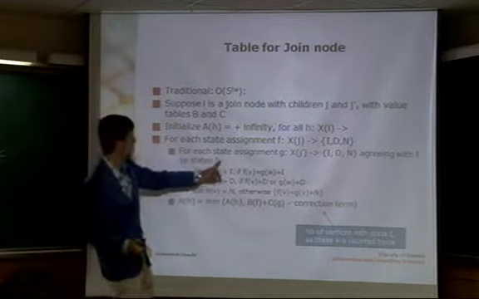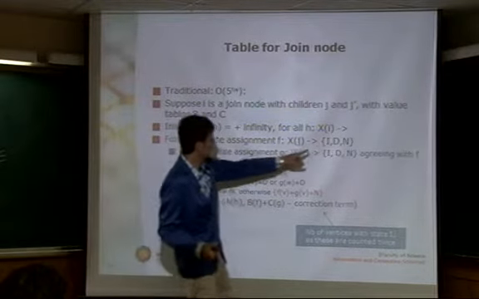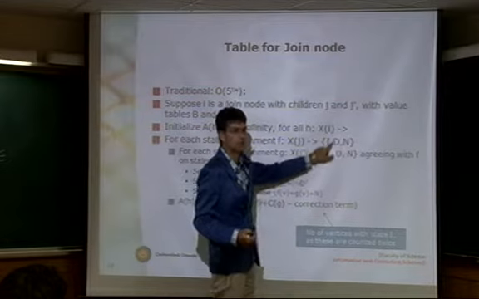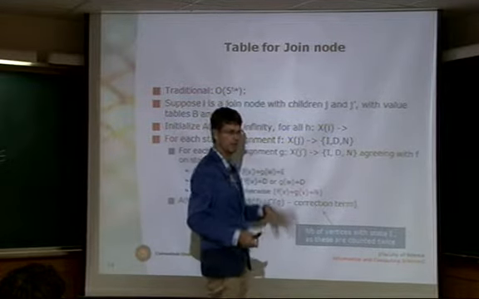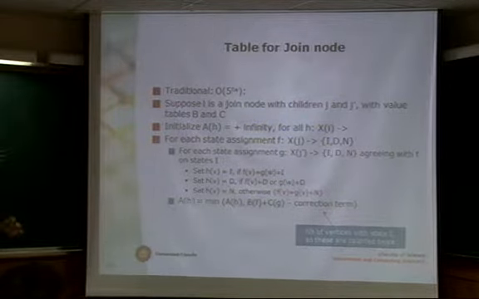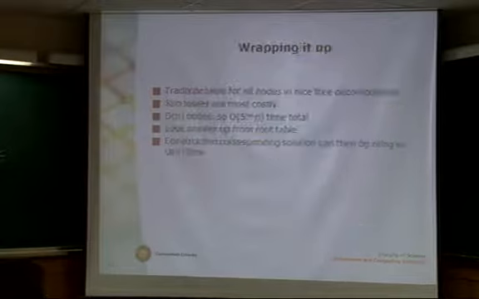And because you only need to combine I's with I's, for every state you have to look at 5 combinations. This gives you a 5 to the tree width algorithm. Yes? So this is how you compute a join node.